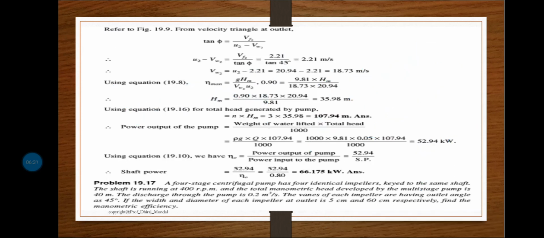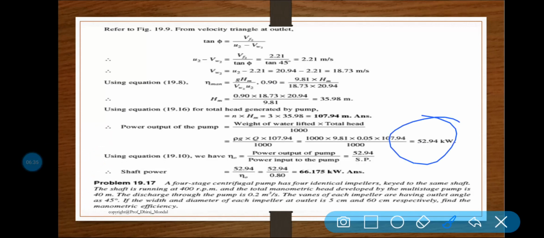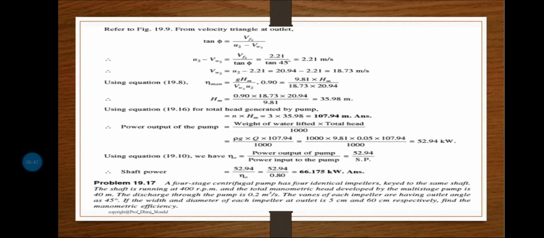So from this equation, in terms of kilowatt, you will get the water power. Okay, so 52.94 kilowatt. Now put the value in the overall efficiency and you will get the shaft power. So shaft power is 66.175 kilowatt. I think it is clear.